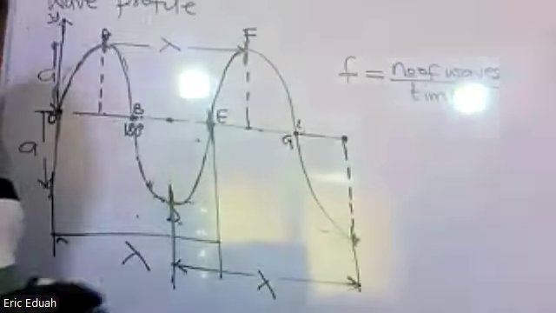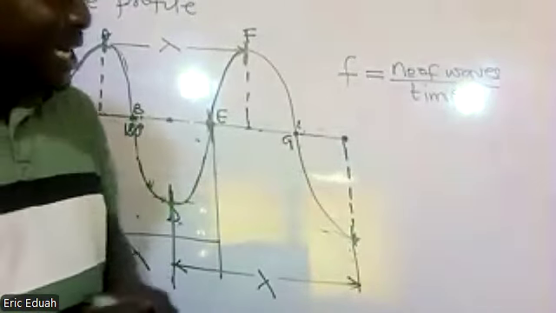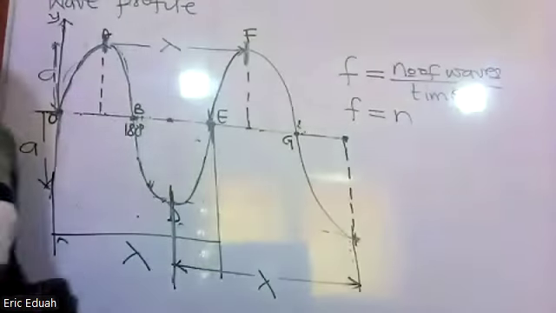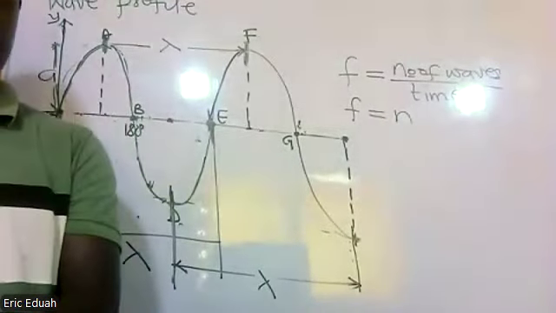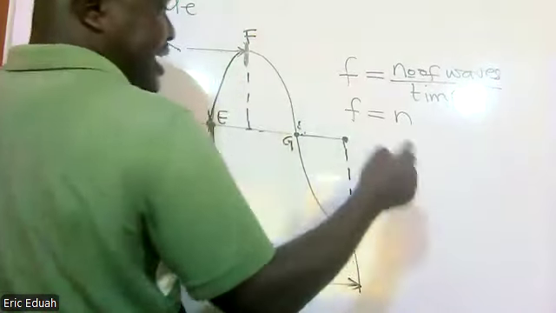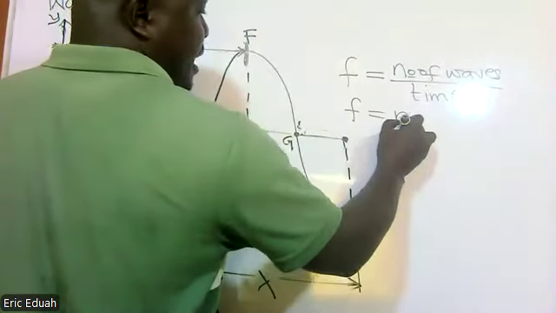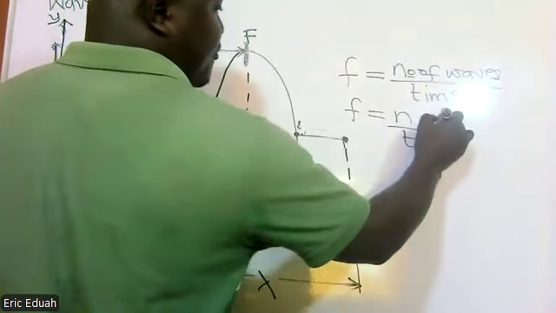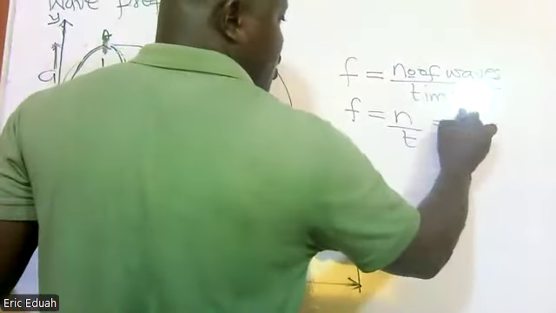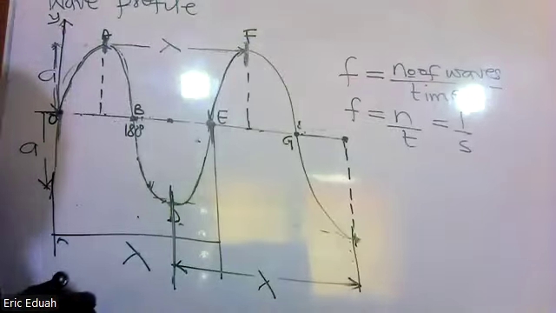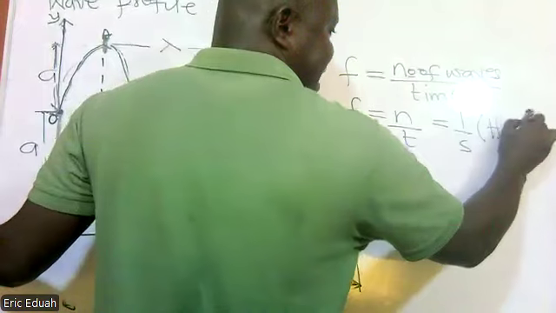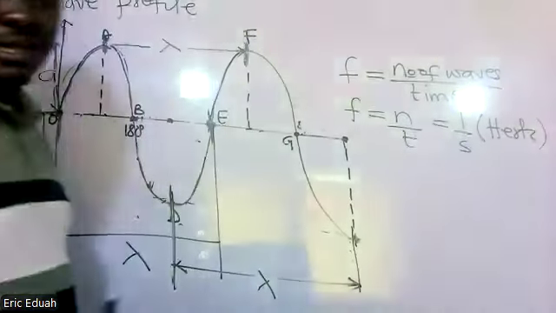So within 1 second, F must be equal to the number of complete cycles. Generally, at any other time, F is equal to N over t. Therefore, the SI derived unit of frequency is 1 per second, which is honored to a good friend, Robert Hertz. So the SI unit becomes Hertz.